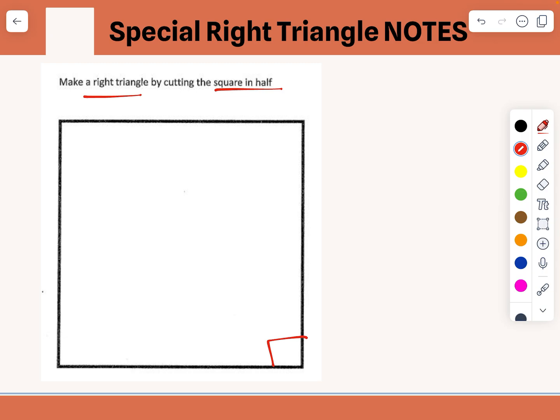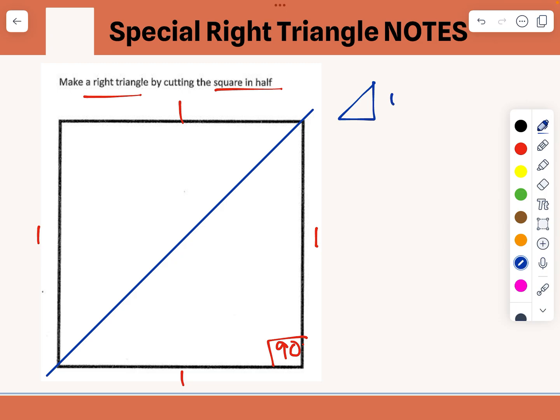We know that the corners are 90 degrees. We know that each side is the same. So I'm just going to label each one 1 for now. And when we cut it in half, we're cutting it along the diagonal. So now we have a triangle with sides of 1, 1, and we know that it's a right triangle.